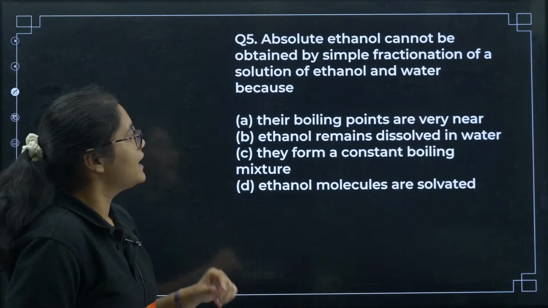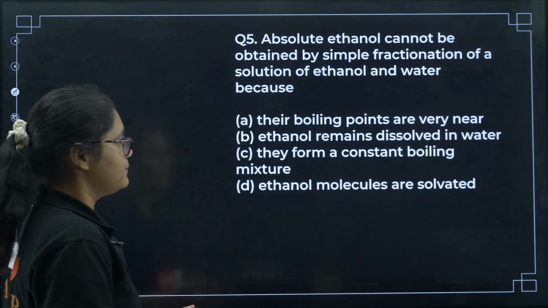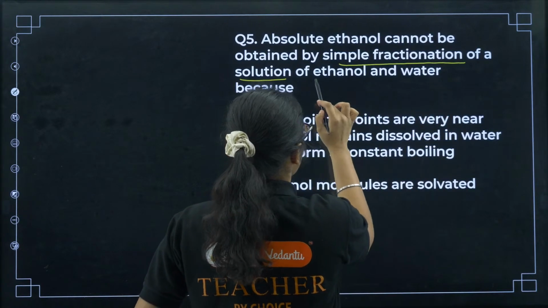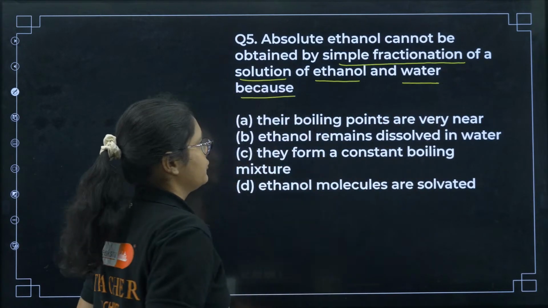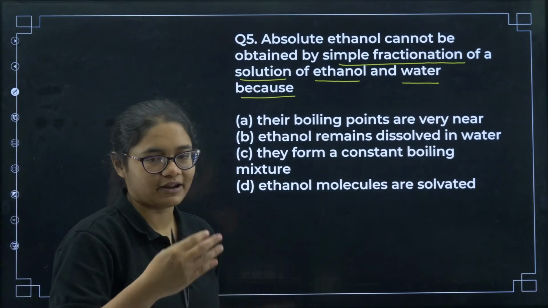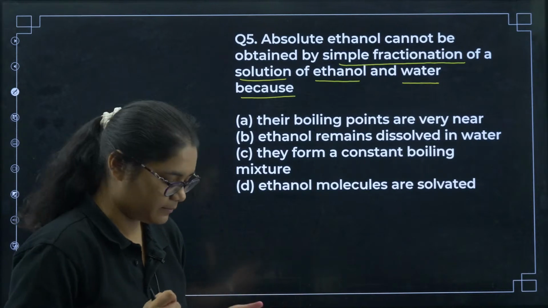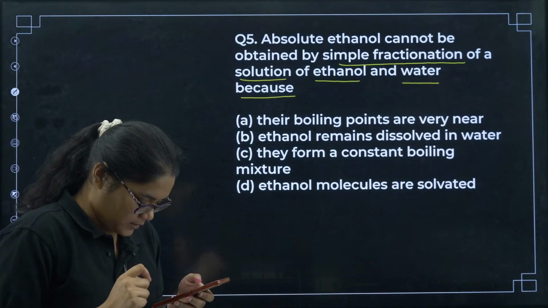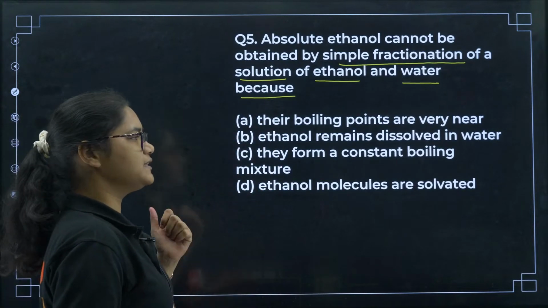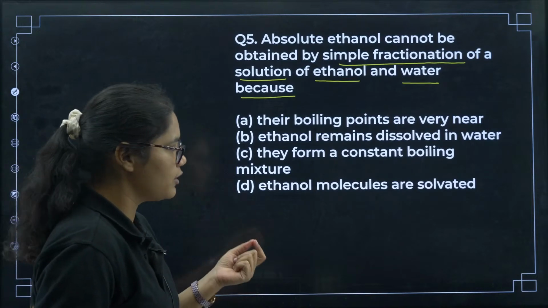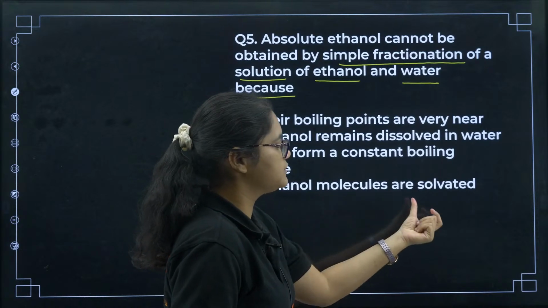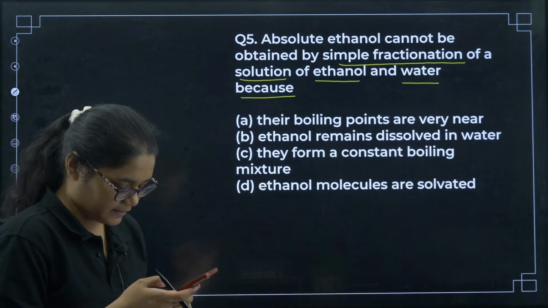Question number 5. Absolute ethanol cannot be obtained by simple fractionation of a solution of ethanol and water because, okay, so you cannot separate ethanol from water by simple fractional distillation. What is the reason behind that? Is it because their boiling points are very near? Ethanol remains dissolved in water. They form a constant boiling mixture. Ethanol molecules are solvated. What can be the reason for this question?